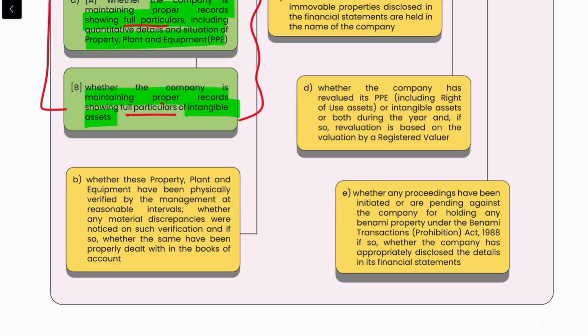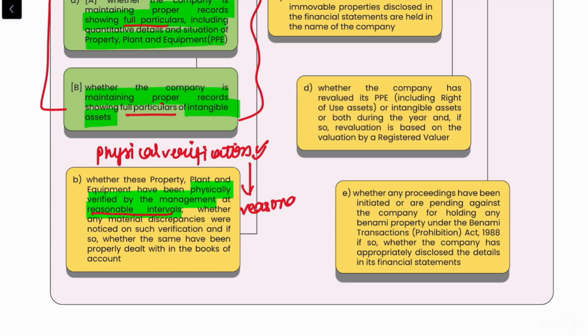Now this part is about physical verification. A statement has to be made on this particular thing. This is also a very important audit procedure. For the property, plant and equipment, he has to see if it has been physically verified by the management, and it should be done at reasonable intervals. This is quite an important point, so he has to make a statement on that.